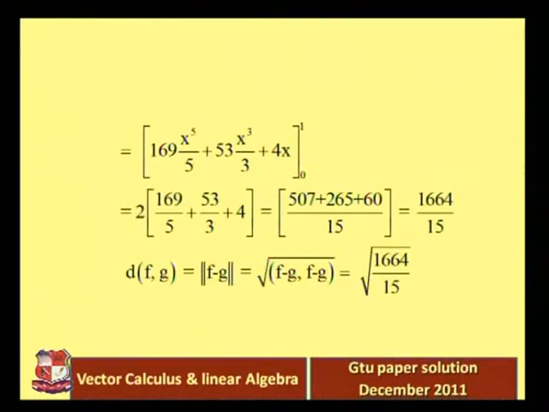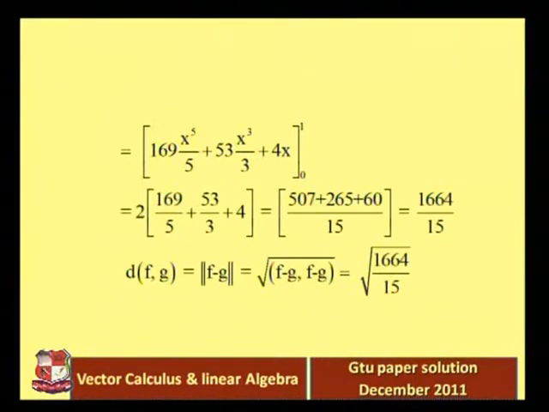Okay, so now put 1 instead of x, so 2 times 169 by 5 plus 53 by 3 plus 4, that is equal to, take LCM, so 15 is the LCM, 507 plus 265 plus 60 upon 15, that is equal to 1664 upon 15.